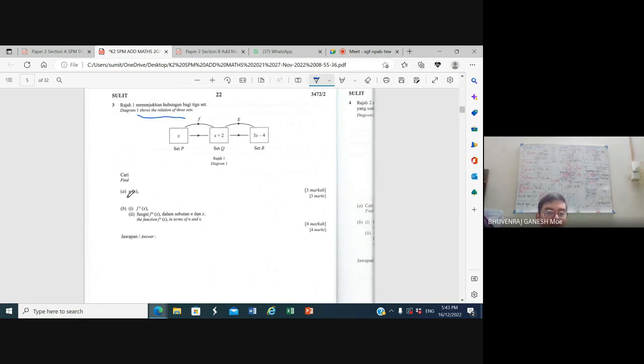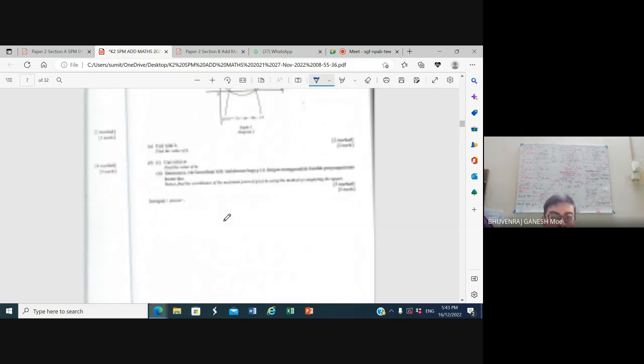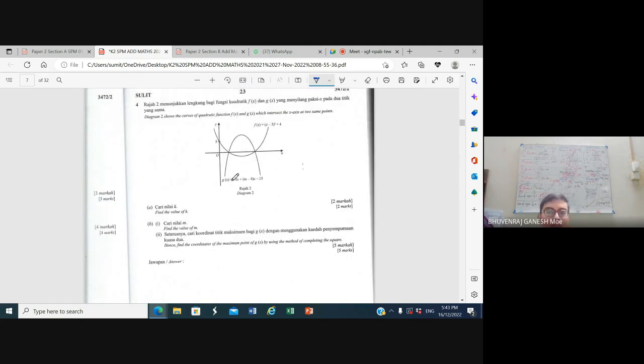Functions. I think quite okay, this question. This one I will consider as okay. Can get 7 marks. Should be able to. If provided no careless mistake, surely can. So 3 is okay. Number 4, quadratic.